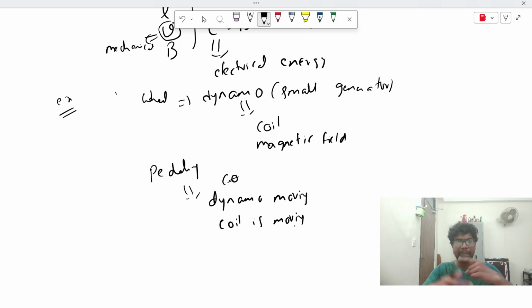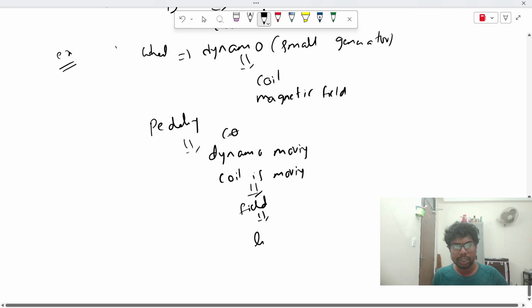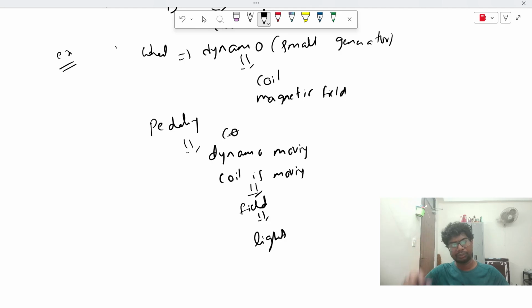Coil means nothing but turns. It will be wound with turns. The coil is moving. Then what will be there when the coil is moving? The magnetic field will be there. Then what will be there? Light will be produced. That's why if you see a cycle from 40-50 years back, for the wheel there will be a dynamo. On the front side there will be a light.